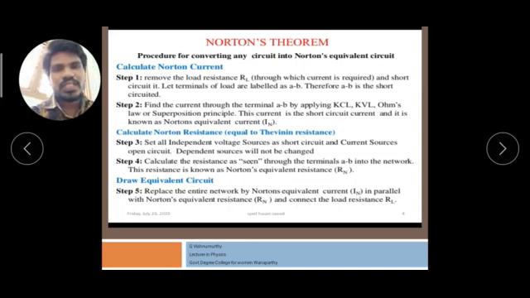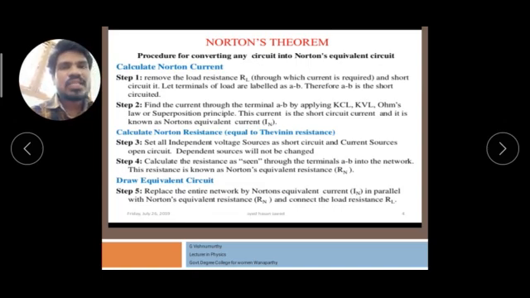So here are the steps to calculate the Norton current. Before we simplify the network, we will calculate the network current, that is the Norton current. Step 1: remove the load resistance RL through which current is required, and short circuit it. Let the terminals of the load be labeled AB, therefore AB is short circuited.